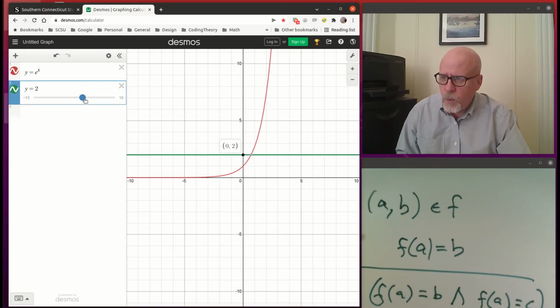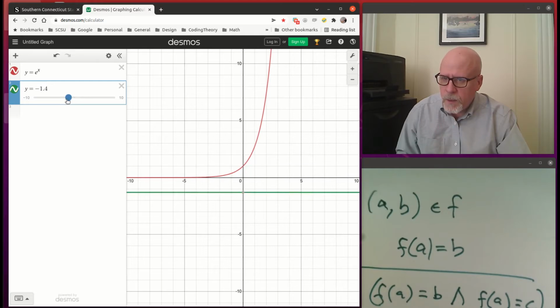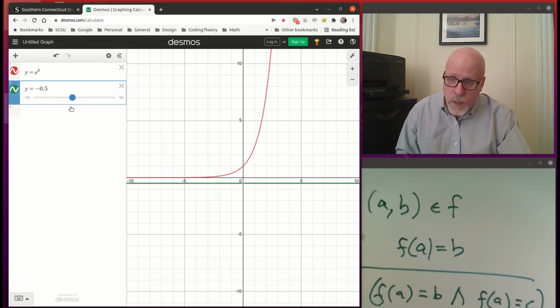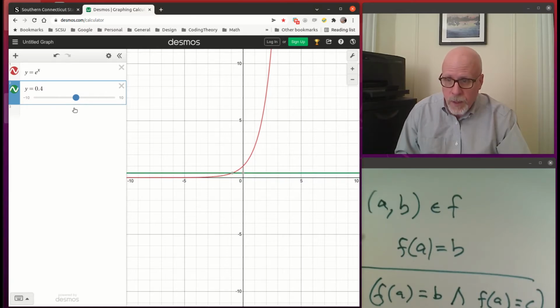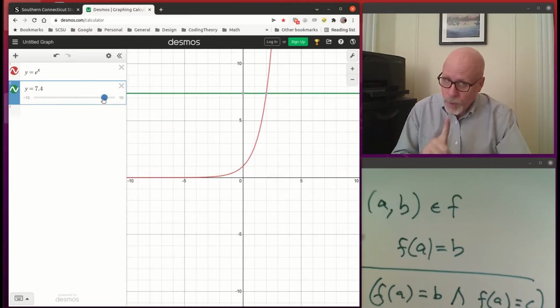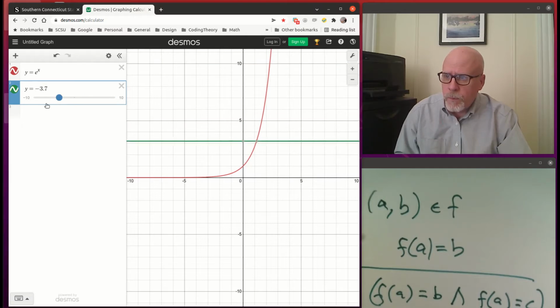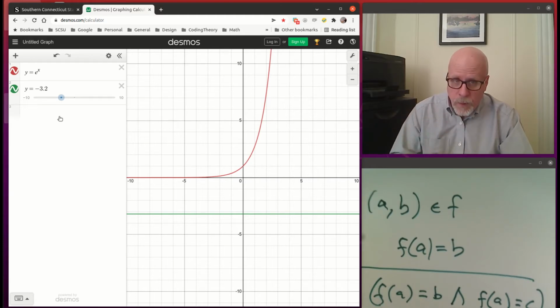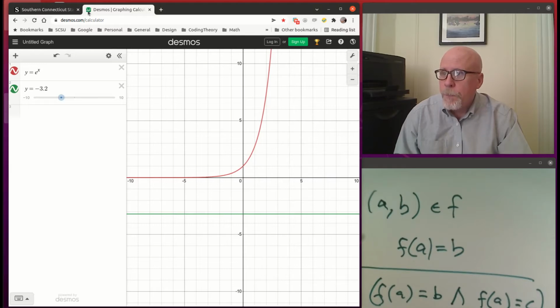Oh, now I got the slider. Yeah, now you can change the slider around and notice some stuff. When you get to 0, there isn't anything that hits the graph. That is, the line y equals 0 never does touch the graph of e to the x. Any positive number, it hits it, but only once. For negative numbers, it doesn't hit it at all. Remember, the horizontal line test just says if you intersect the graph, you intersect it once for a horizontal line.